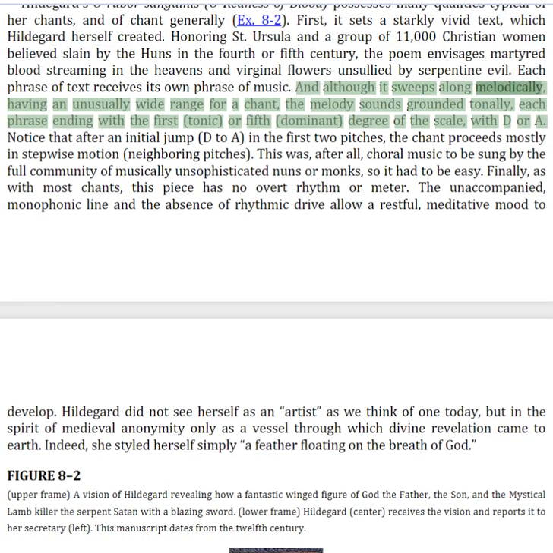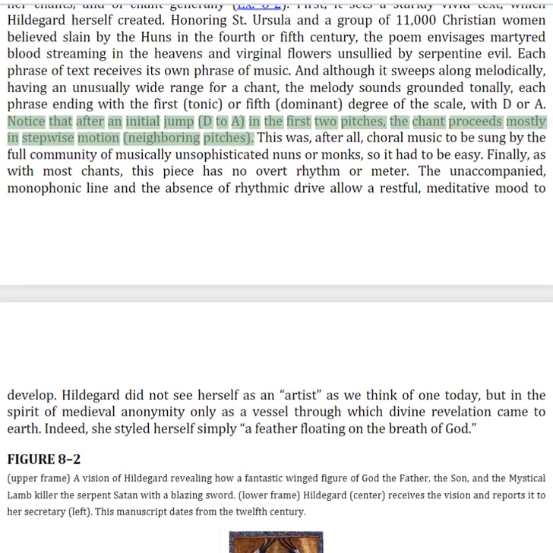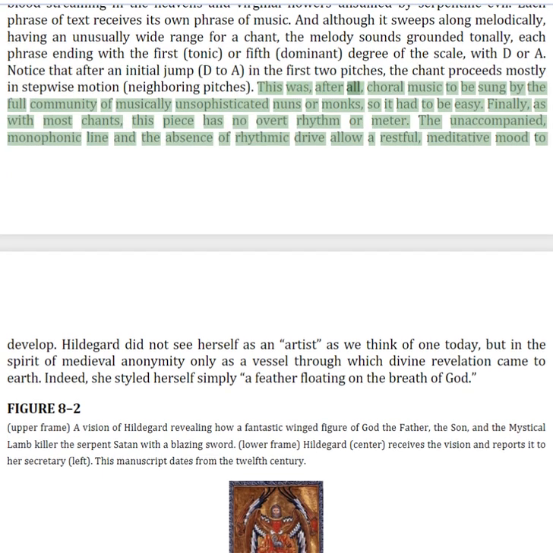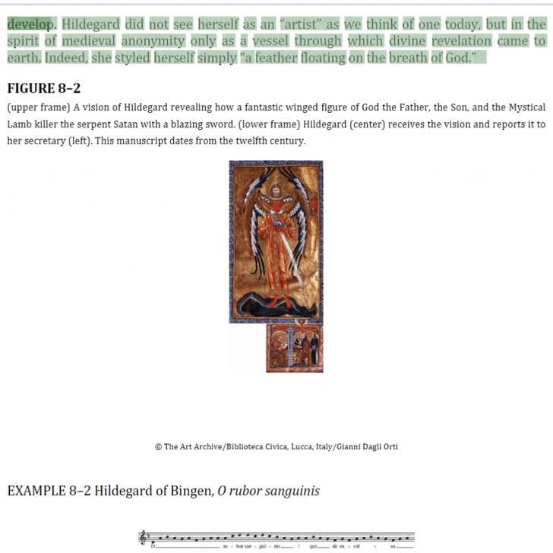And although it sweeps along melodically, having an unusually wide range for a chant, the melody sounds grounded tonally, each phrase ending with the 1st or 5th degree of the scale, with D or A. Notice that after an initial jump in the first 2 pitches, the chant proceeds mostly in stepwise motion. This was, after all, choral music to be sung by the full community of musically unsophisticated nuns or monks, so it had to be easy. Finally, as with most chants, this piece has no overt rhythm or meter. The unaccompanied, monophonic line and the absence of rhythmic drive allow a restful, meditative mood to develop.